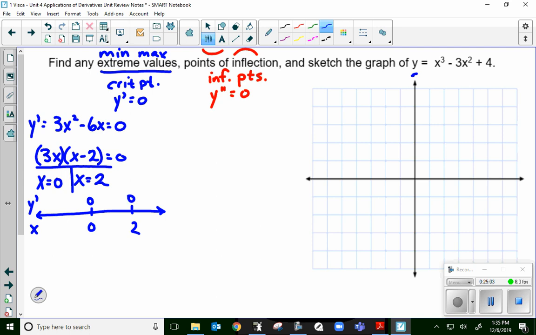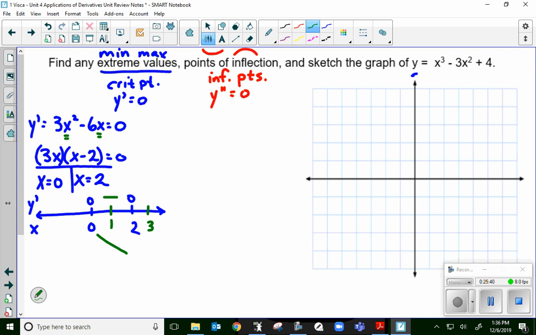I'm going to pick numbers on the outside, in between, and on the outside, and see if they're positive or negative values. Let's start with the number 1, right in between them. If I throw 1 in here, I end up with 3 minus 6, which is negative 3. So my slope goes down between those two points. Let's pick a number to the right of 2. Let's pick 3. You could pick 10 if you want, and you would end up with the same answer.